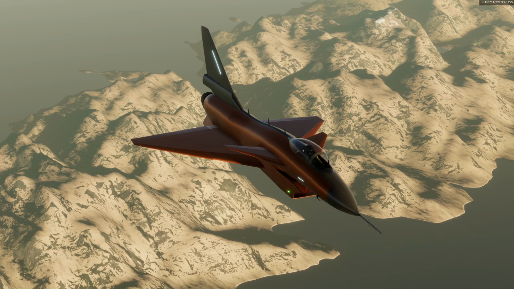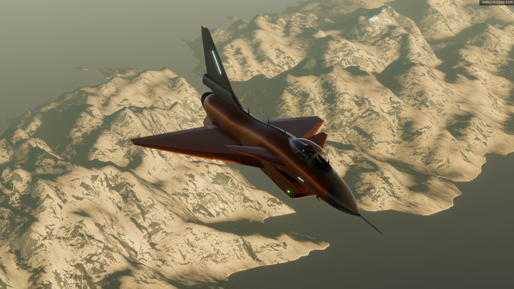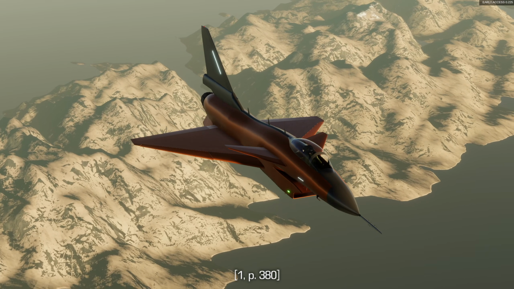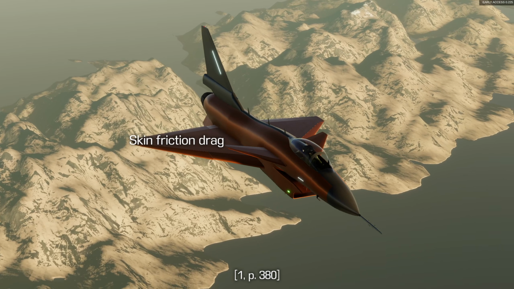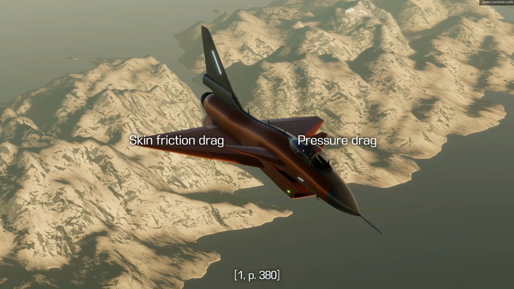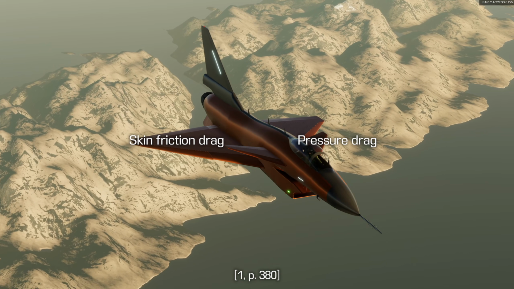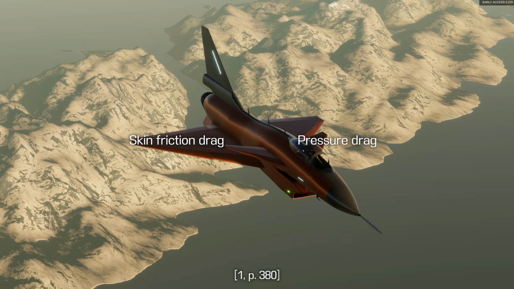Now that we have covered the basics of airfoil lift, we'll take a look at the basics of drag and stalling. Drag on a body can be split into two categories, skin friction drag and pressure drag. There are multiple forms of pressure drag, but for this section of the video, I will only focus on pressure drag due to flow separation.